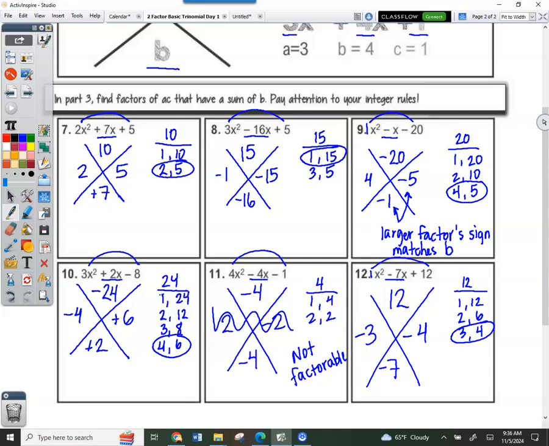I'm going to post a Delta Math assignment that will just do this. Okay? How many? Like 10. I have like 10 missing.